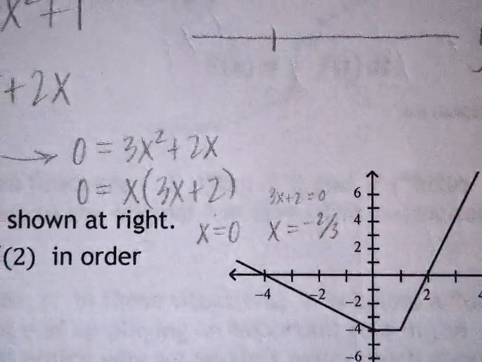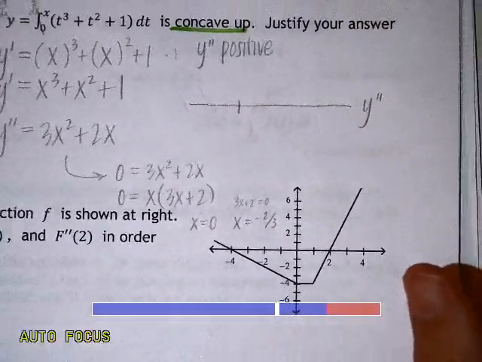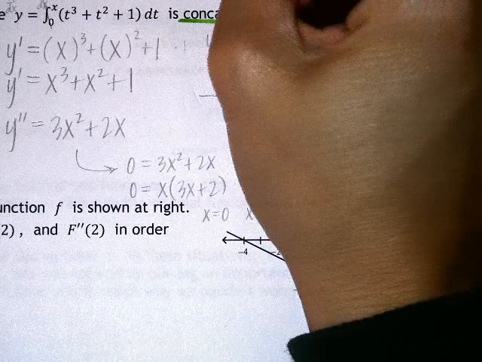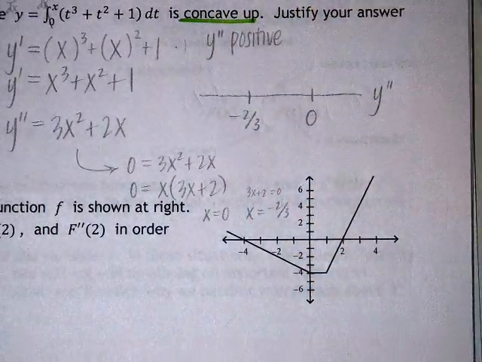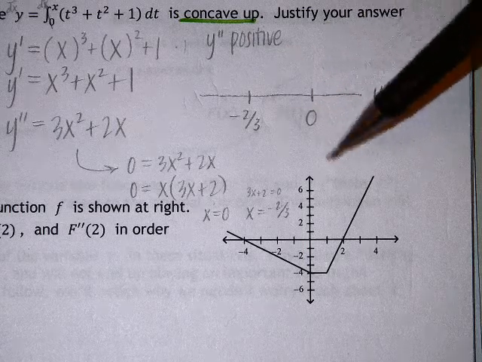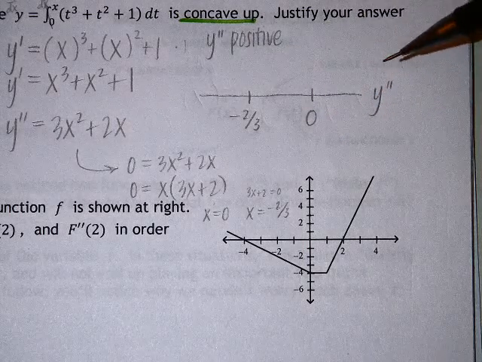Now I don't have any boundaries on this problem. I don't have any implied boundaries or intervals to worry about. So I have negative 2/3 and 0 that I'll just kind of randomly put there. But I don't really know a good scale for the graph, so I'm not going to bother being that nitpicky.